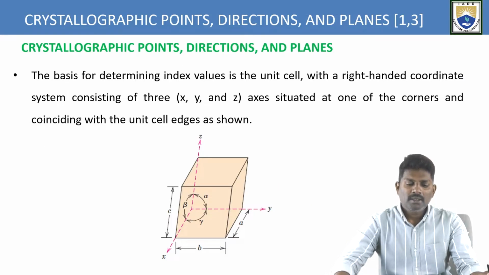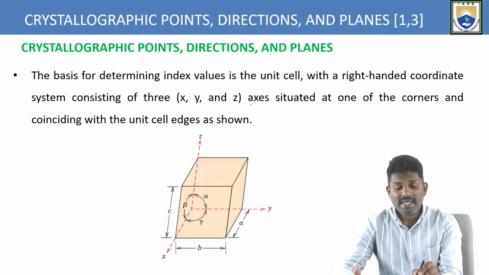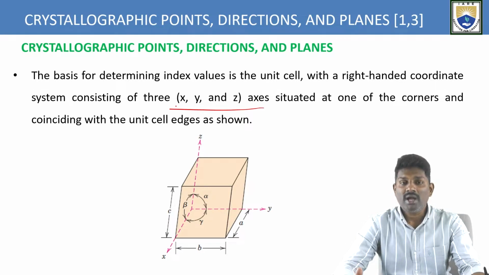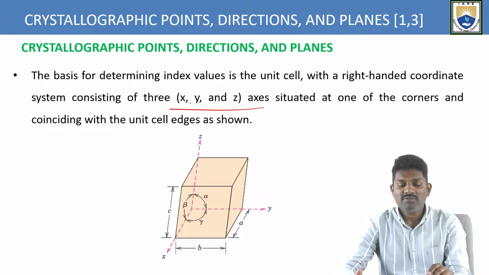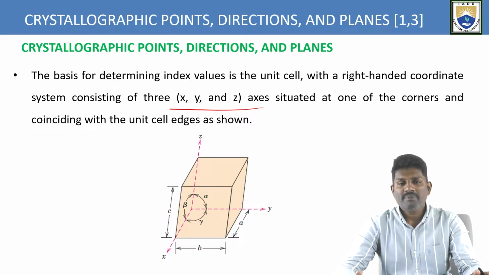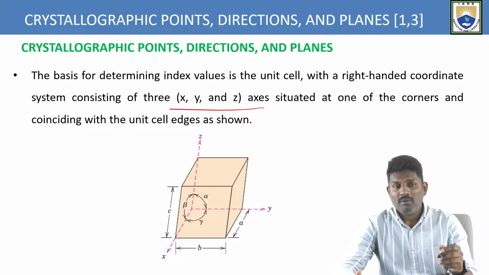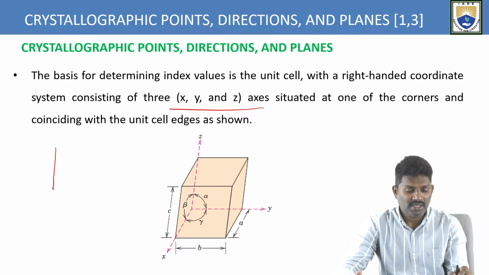Now the basis for determining the indices values in the unit cell is the right-hand coordinate system, which consists of these three XYZ axes. These XYZ axes are very important in order to identify the position, the direction, as well as the plane of the point in a unit cell. Without the reference axis, we cannot find all these things. That's why the coordinate axis, having the XYZ axes, has to be situated exactly onto the location of the unit cell, so that it is very easy for us to locate the position. So what are the axes we are having? The coordinate axes. This is the XYZ axis, whatever axis we have.